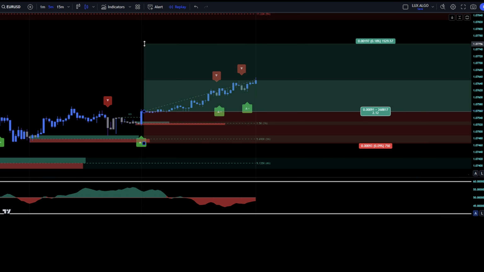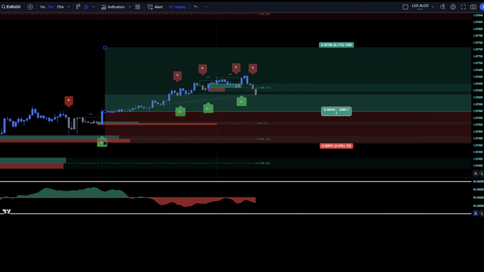Once you've done that, you have to move your stop loss to the break-even, and now you're going to set the take profit target for the second half of your position at 2 times the risk.